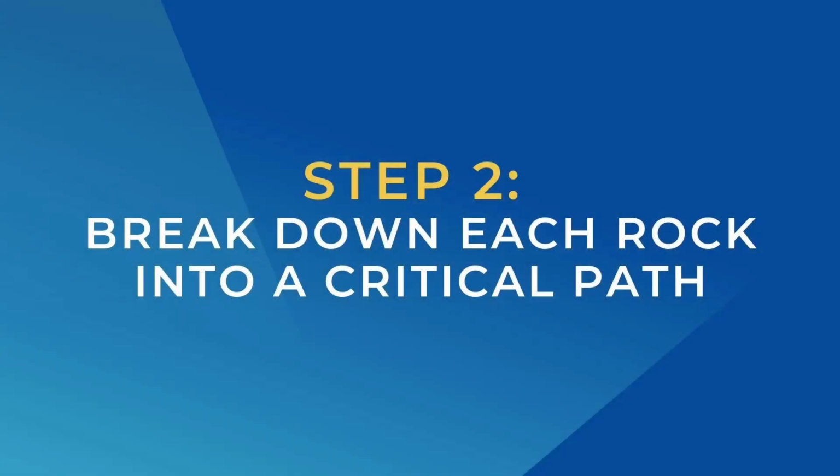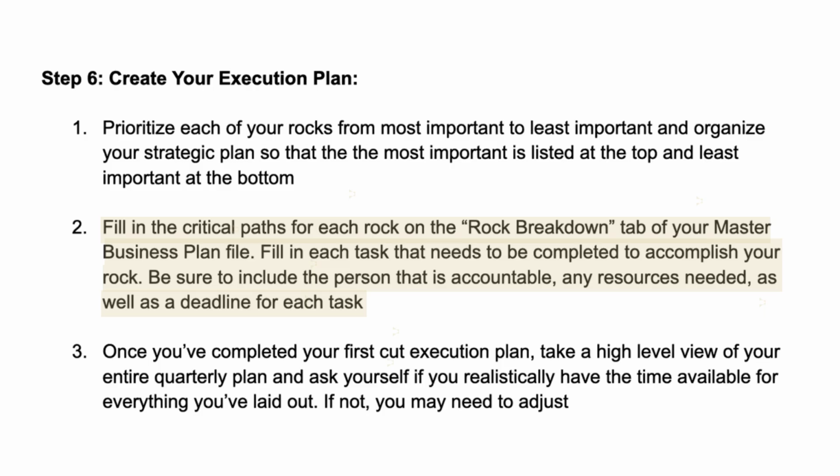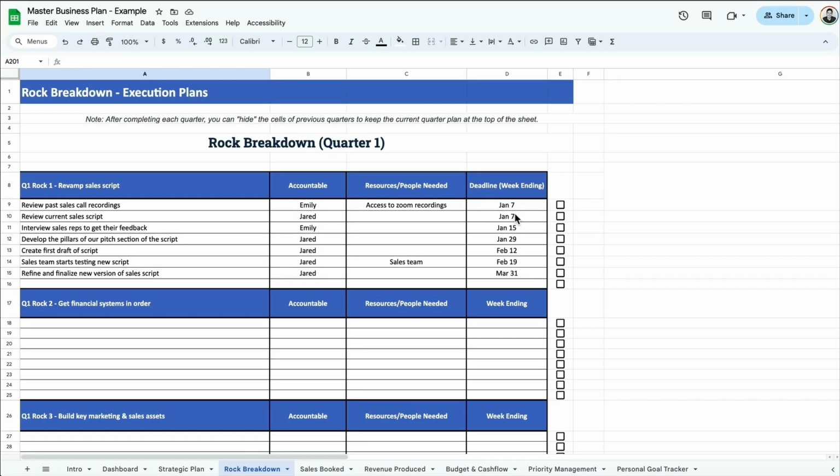Then step 2 is to fill in the critical paths for each rock on the rock breakdown tab. And you're going to fill in each task that needs to be completed to accomplish your rock, including the person that's accountable, any resources that are needed, as well as a deadline for each task. So I'll show you what this looks like.